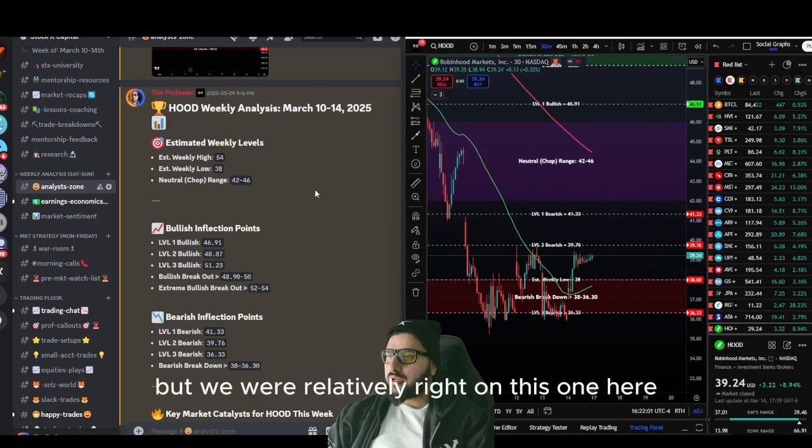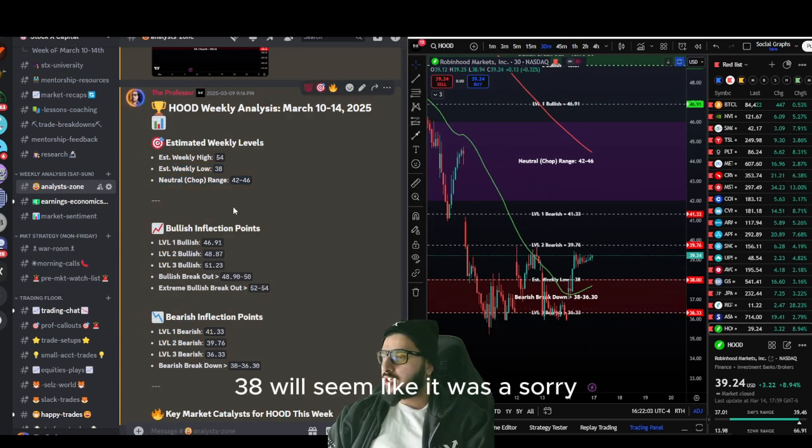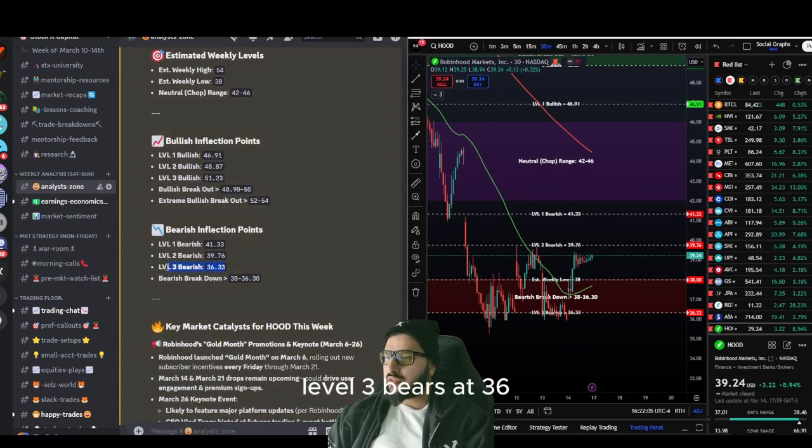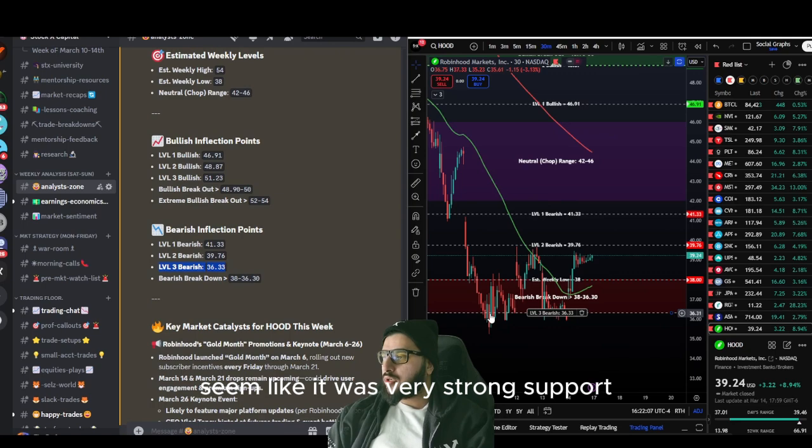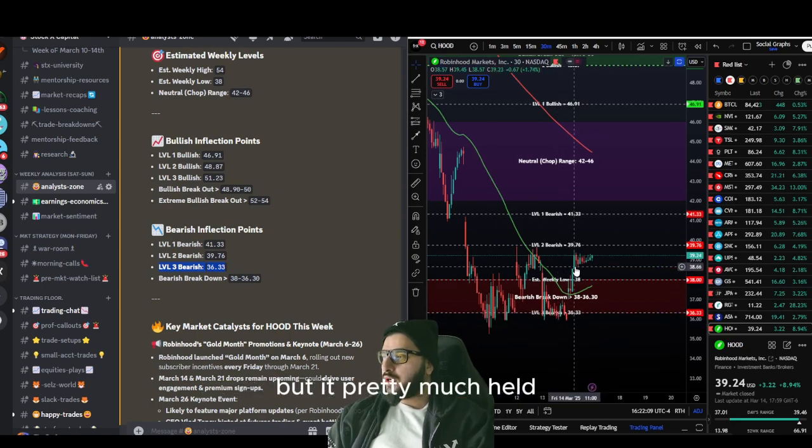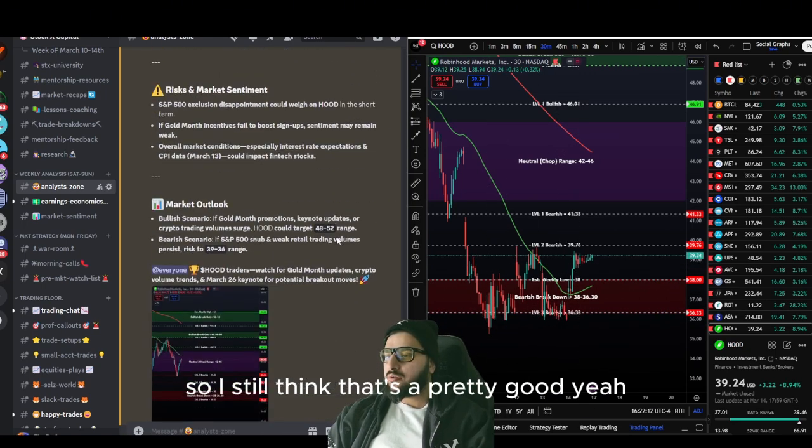HOOD, we were relatively right on this one here. 38 seemed like it was a level 3 bearish at 36. Seemed like it was a very strong support. Only a few instances it went below, but it pretty much held. So I still think that's a pretty good review on that.